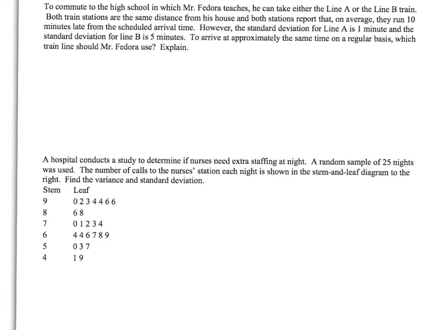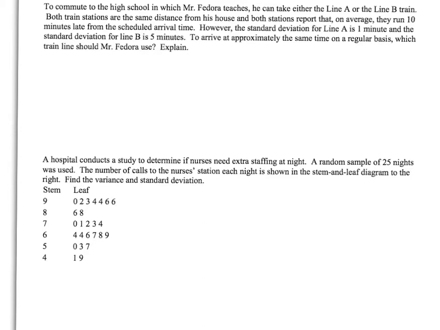So to commute to high school, the teacher, where the teacher teaches, he can take line A or line B. Both train stations are the same distance from his house, and both stations report that on average they run 10 minutes late from the arrival time. However, the standard deviation for line A is 1 minute, and the standard deviation for line B is 5 minutes. To arrive approximately at the same time on a regular basis, which line should he use and explain?